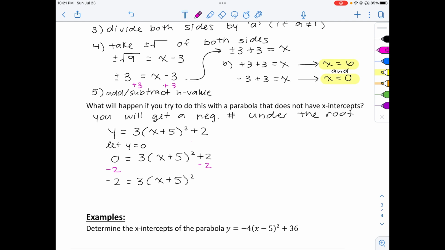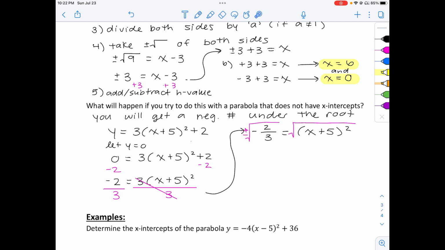Because here a is not 1, I would need to divide this side by 3 first, okay, because that would cancel this out. And then I also need to divide this side by 3. Then you would have negative 2 over 3 equals (x plus 5) squared. And the next step is we want to take the square root of this side to undo that power of 2. And so we also need to take the square root of this side, right, the plus or minus square root.